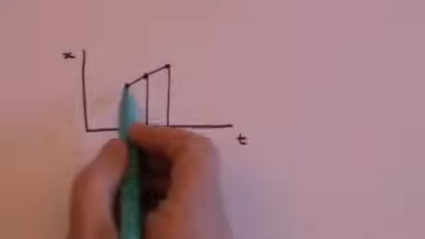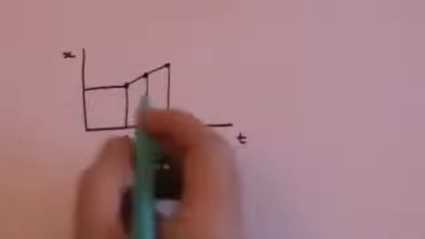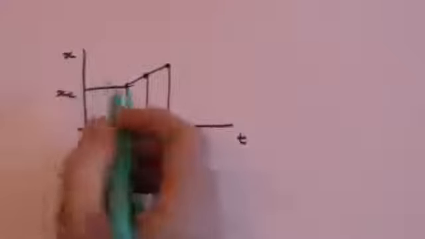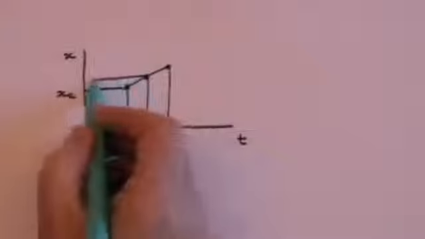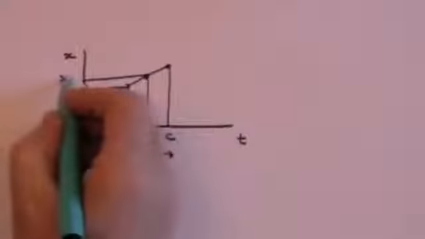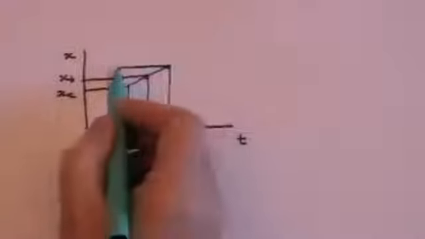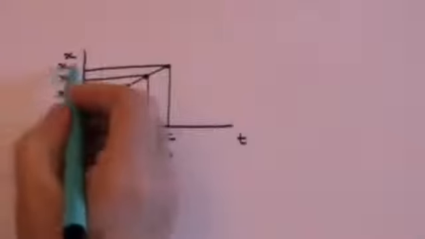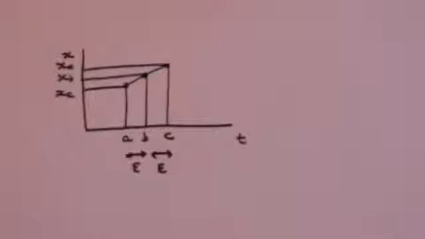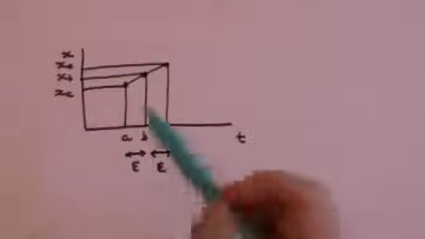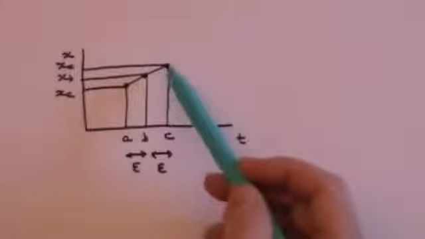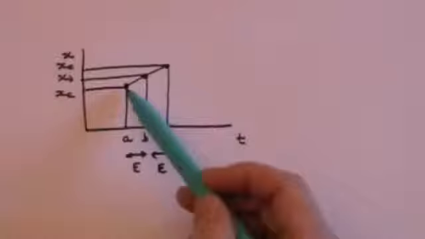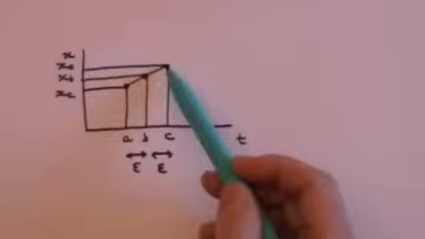And I'm going to say that the value of x when it's at point A is xa, the value of x when we're at point B is xb, and the value of x when we're at point C is xc. And for these purposes, I'm going to regard xa and xc as fixed. This is the starting point, this is the finishing point.